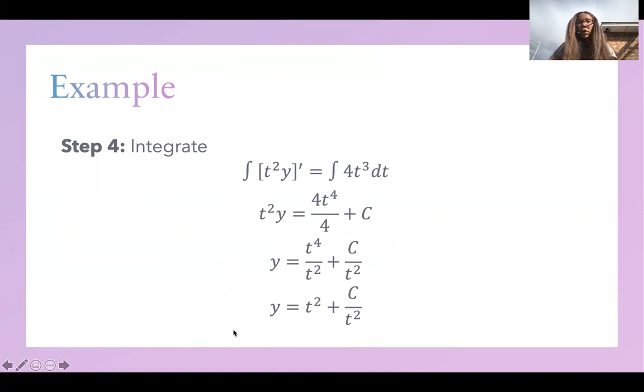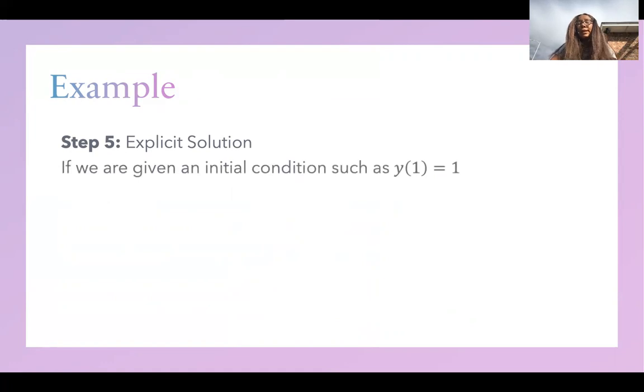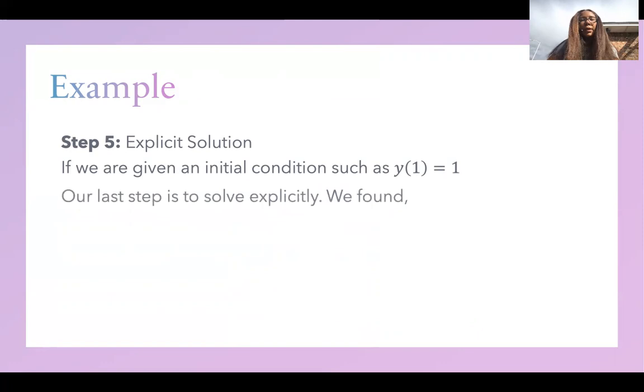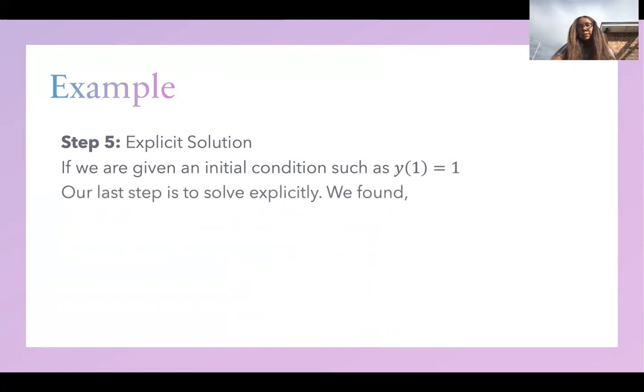And now we've solved this first order linear differential equation. We put it in terms of y. But sometimes you're going to be asked to find an explicit solution, right? Depending on what our c value is, we haven't really narrowed it down. We still have an infinite number of curves that this function can be. So if we're given an initial condition, such as y of 1 is equal to 1, then our last step is to solve explicitly.